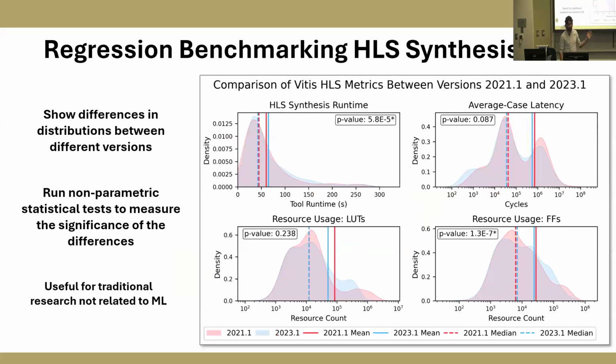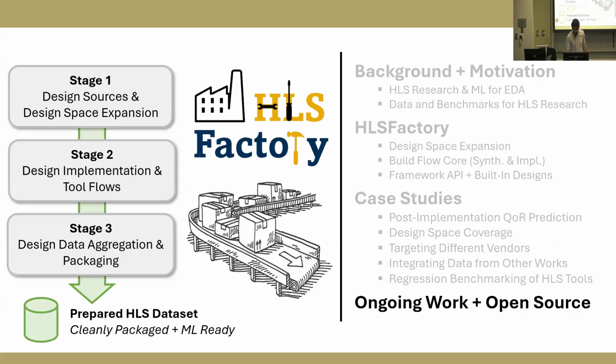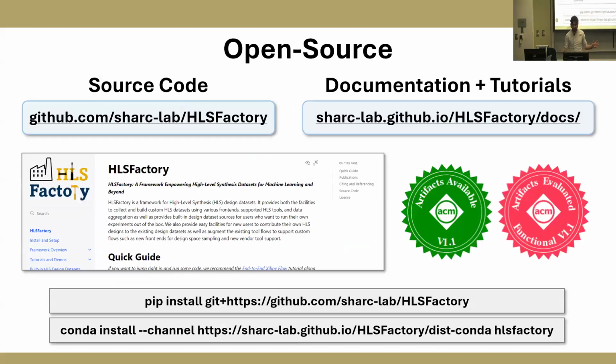And so we can see these distributions, and that the means are different, and then do non-parametric statistical tests to show that there is actually a difference that's not by chance. So this is just demonstrating non-ML research that is valuable, that you could still use this for. And all this is open source. If you go to our lab website, you can find this stuff, you can run this, that kind of stuff.